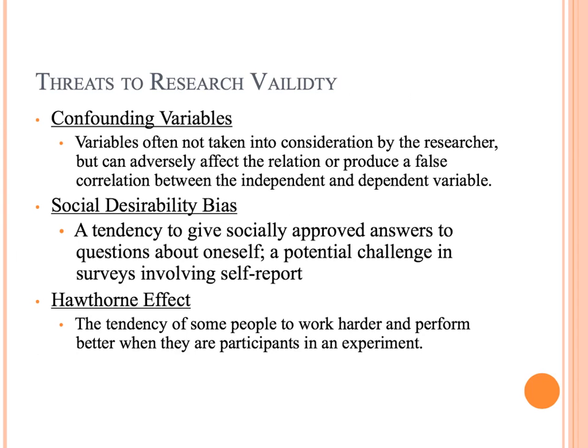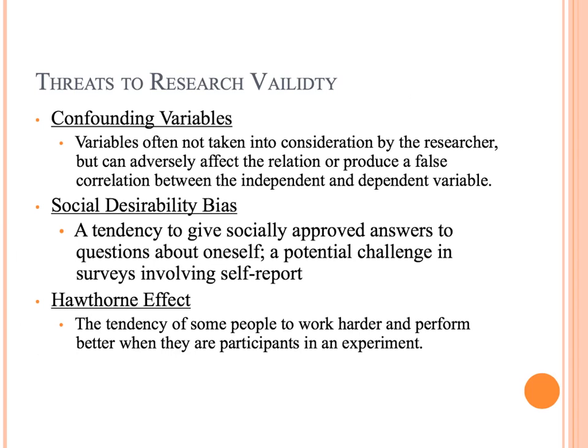Confounding variables are variables often not taken into consideration by the researcher, but can adversely affect the relation or produce a false correlation between the independent and dependent variable. For example, ask me in class and I'll give you one.